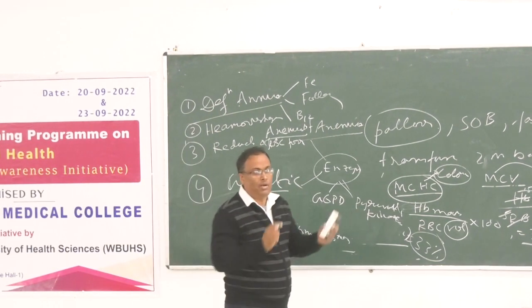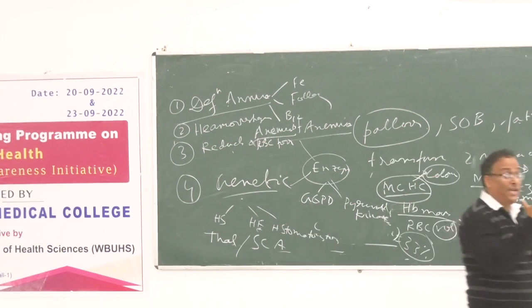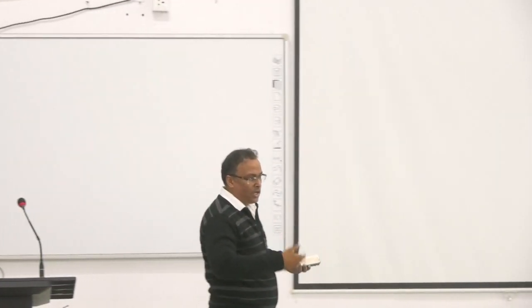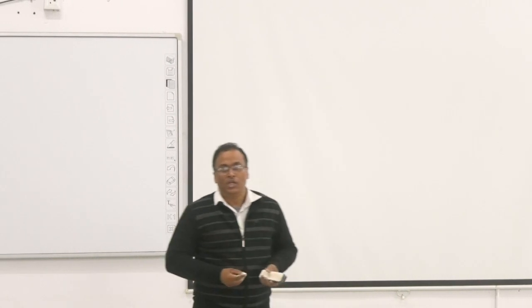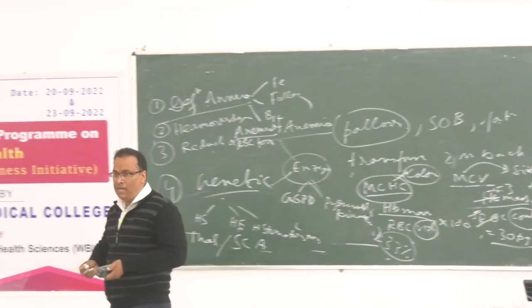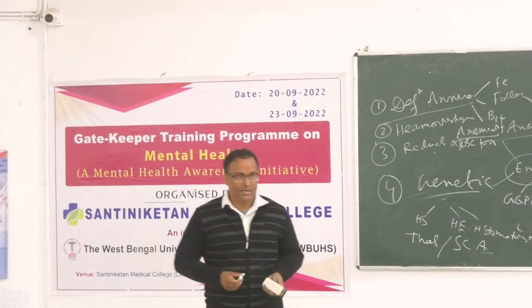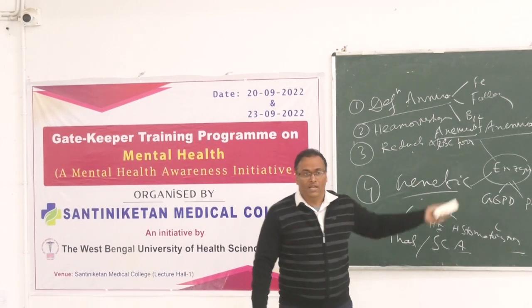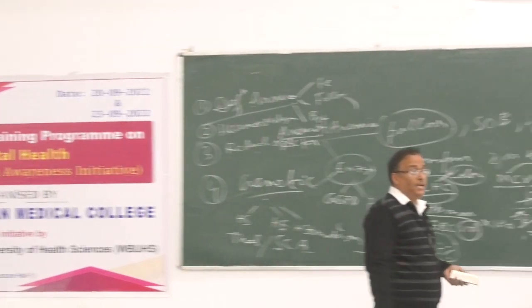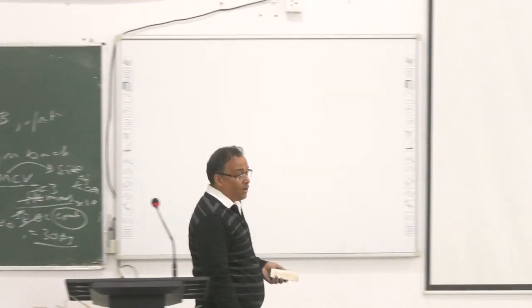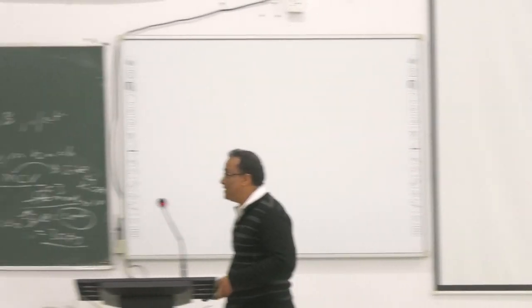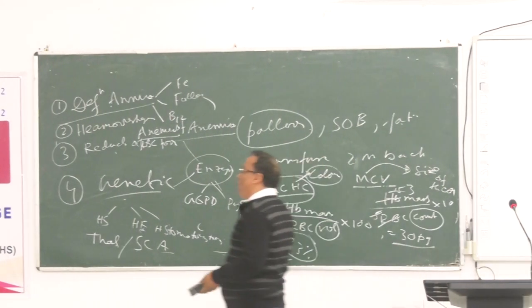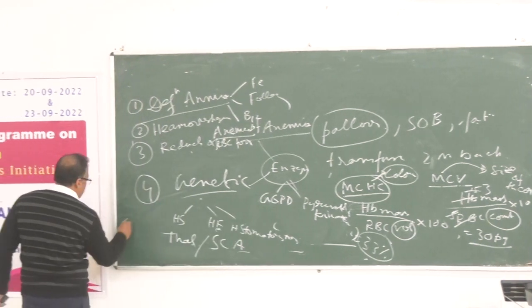Genetic causes include RBC protein mutations like spherocytosis, elliptocytosis, and then again structural problems of protein, thalassemia and sickle cell anemia will be there, but details will be in later classes. And then enzymes: glucose-6-phosphate dehydrogenase deficiency, pyruvate kinase deficiency, okay.